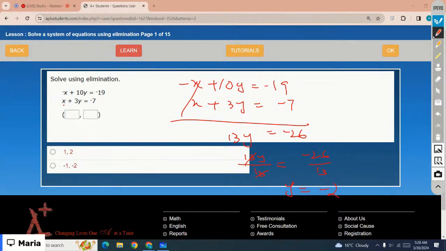Now you have the variable y equals negative 2. You can substitute the value of y in any of the equations and solve for x. I'm going to substitute in the second equation. x plus 3 times negative 2 equals negative 7. So that is x minus 6 equals negative 7. So x equals negative 7 plus 6 and x equals negative 1. So here you have the solution of the equation, x equals negative 1 and y equals negative 2, right?